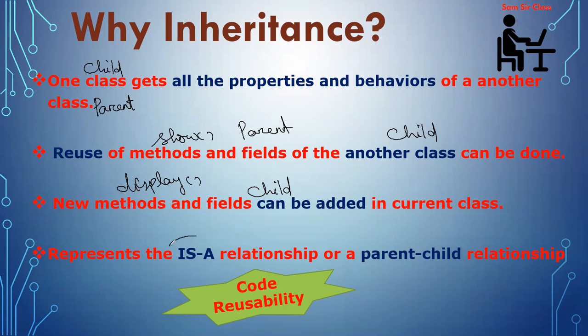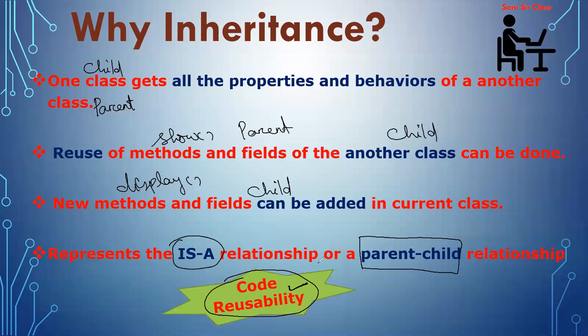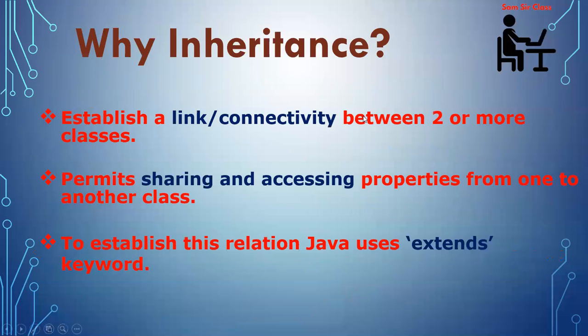It represents an is-a relationship: the child is a kind of parent. And we have established the relationship between parent and child. If anyone asks you in any interview, if you know inheritance, what is the advantage? It's code reusability. In a single line, you can say code reusability can be achieved through inheritance in Java. Okay, we'll go in depth. So why inheritance? It establishes a link or connectivity between two or more classes. Now you have seen the connectivity between two classes. In a future video, you'll see the connection between multiple classes.